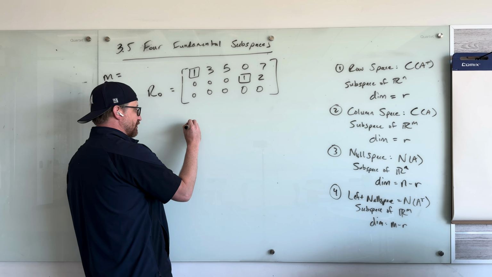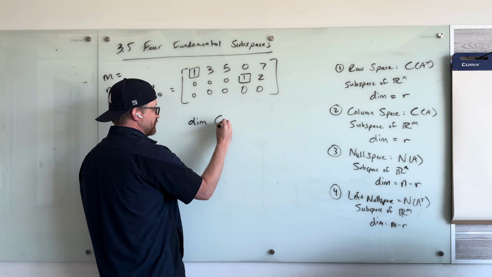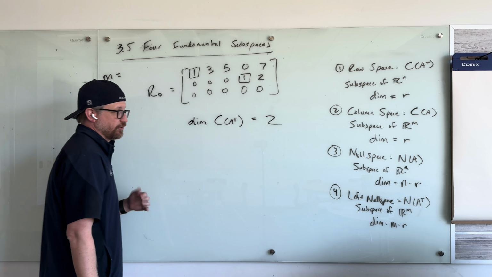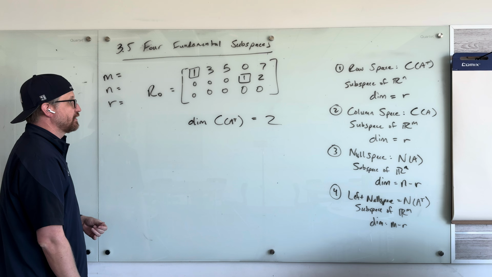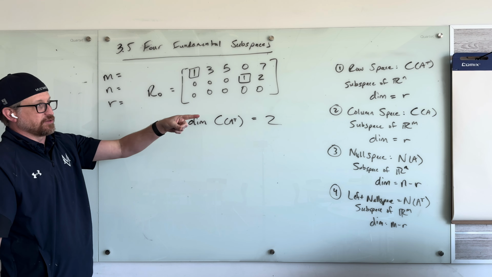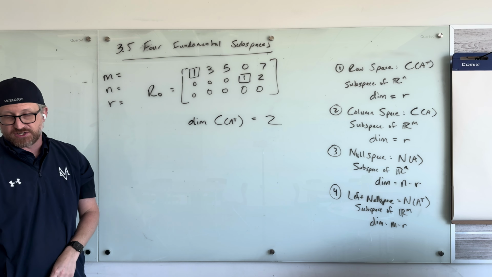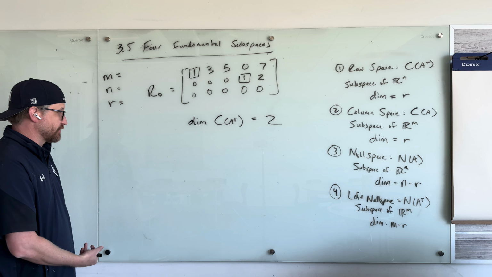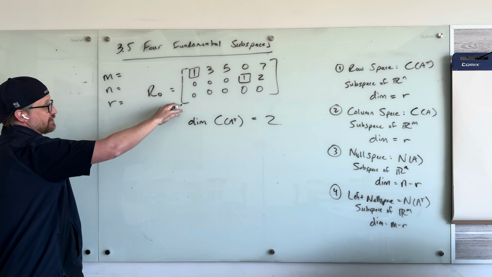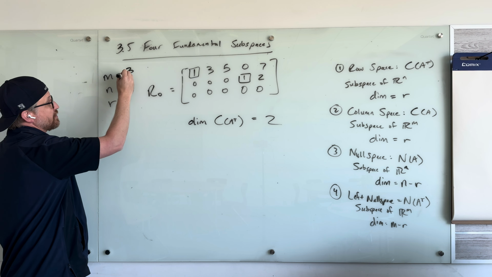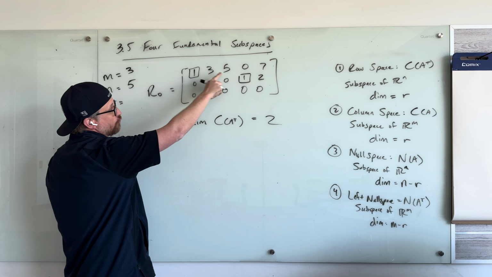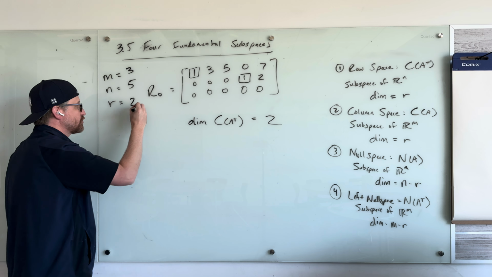So the dimension of the row space, so the dimension of this would be equal to 2. There are two vectors in the basis of the row space. Now, you'll notice that dimension is equal to R. Well, R stands for the rank of the matrix. So one thing I hadn't filled out yet, we'll fill out now, is that my matrix is originally a 3 by 5 matrix. And you'll notice that there are two pivots, so my rank is 2.